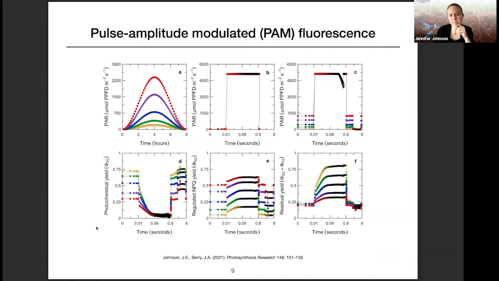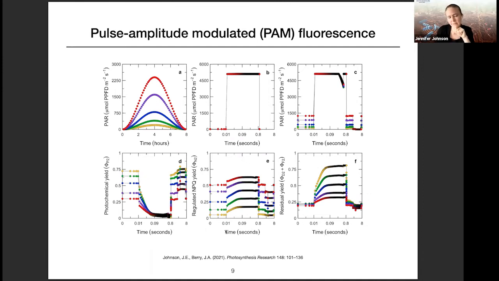The first is dissipation through photochemistry or electron transport. The second is dissipation through regulated non-photochemical quenching to heat. And the third is passive heat loss and fluorescence.